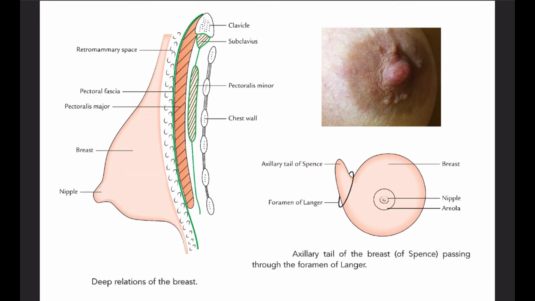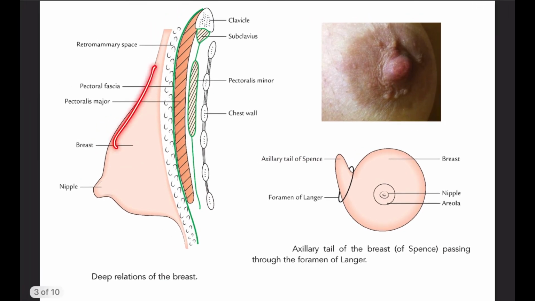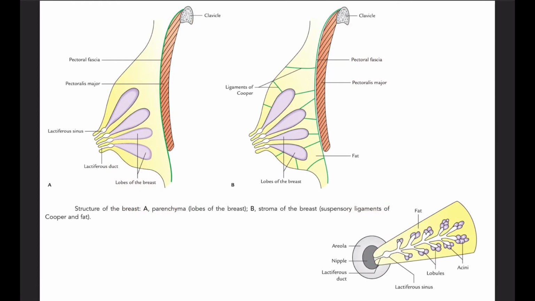The stroma of the breast consists of connective tissue and fat. The stroma forms the supporting framework of the breast. The connective tissue condenses to form fibrous strands or septa known as the suspensory ligaments of Cooper.